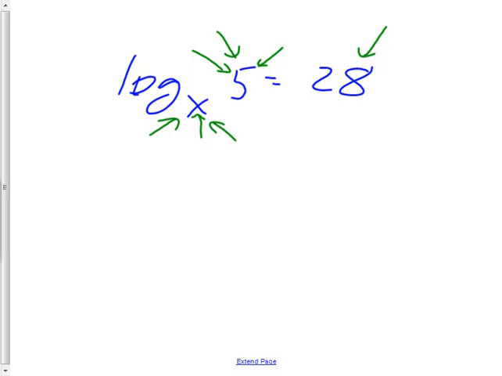Now we have a bunch of time to work, like 20 minutes. And the assignment is page 331, 1 through 17 odd, 19 through 24, and number 27.